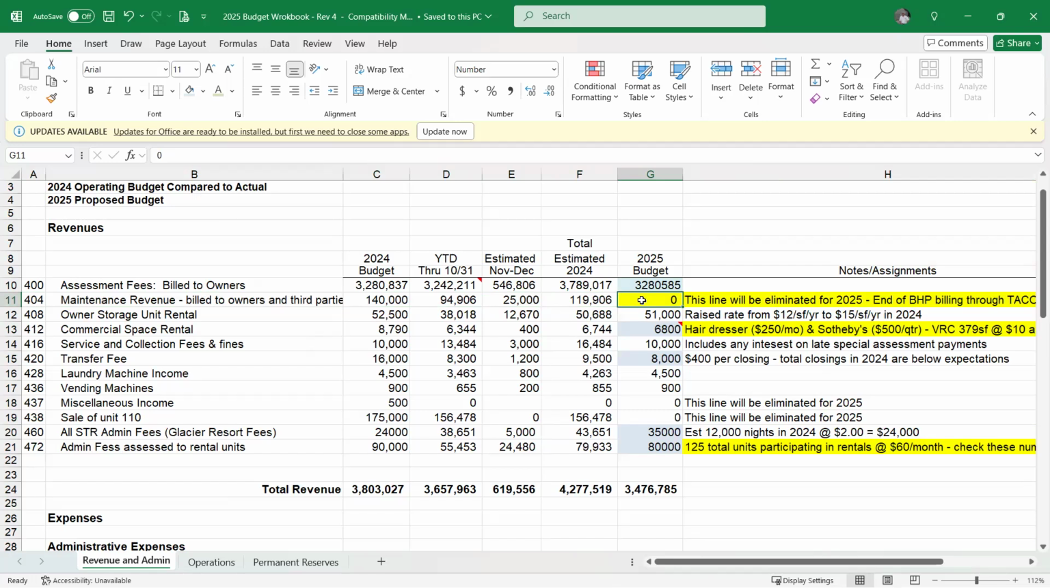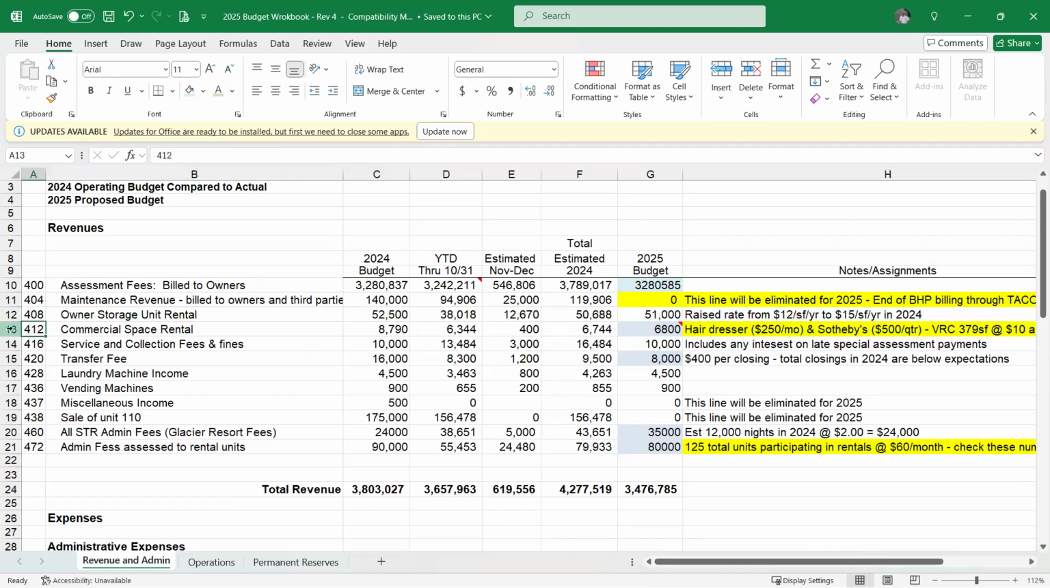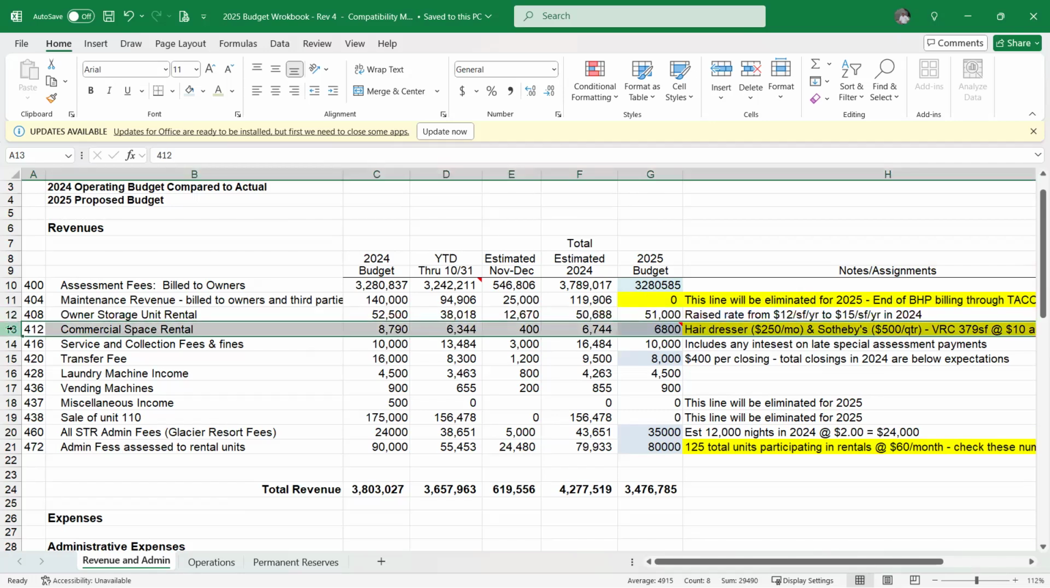And so that's where that is. 408 owner storage unit rental, pretty much right on budget. So we'll budget pretty close to where we finished for 2024. Commercial space rental. This is the hairdresser and Sotheby's for the most part.